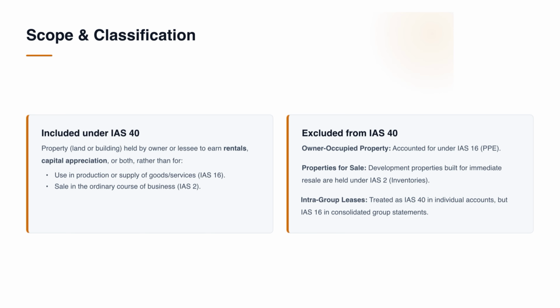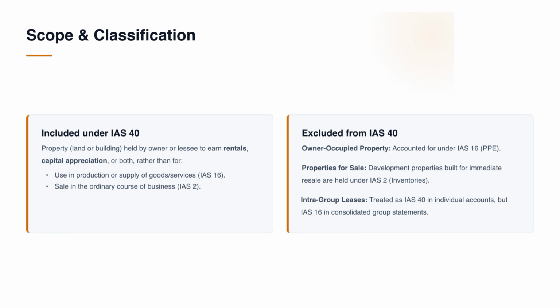Now, let's look at what is excluded from IAS 40. 1. Owner-occupied property. If the company uses the building for its own offices, factory, or warehouse, it is accounted for under IAS 16 property, plant, and equipment. 2. Properties held for sale. Properties constructed or acquired for immediate resale in the ordinary course of business belong under IAS 2 inventories.